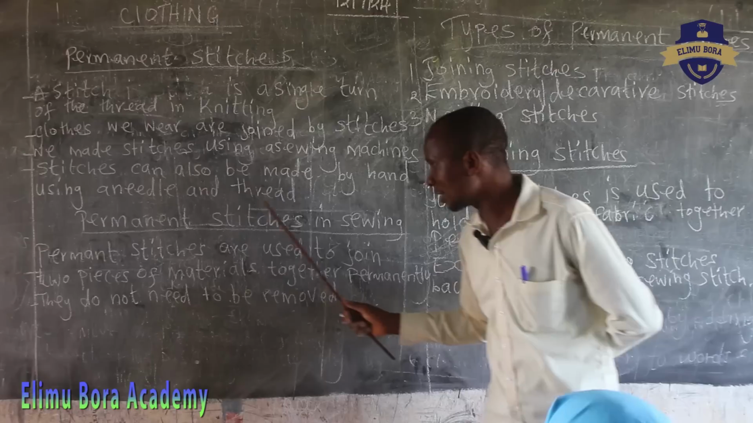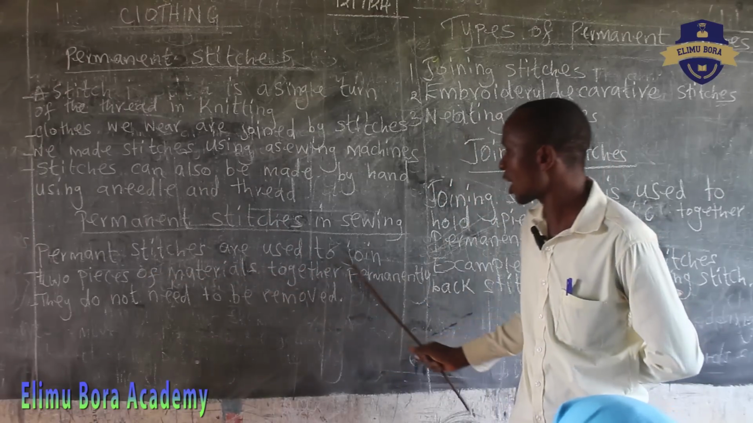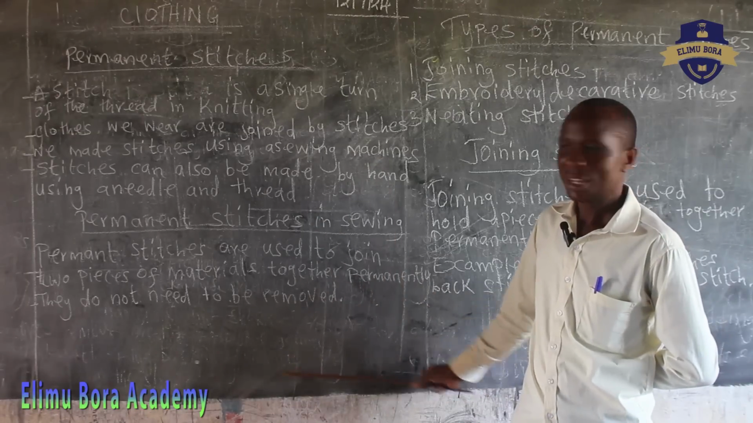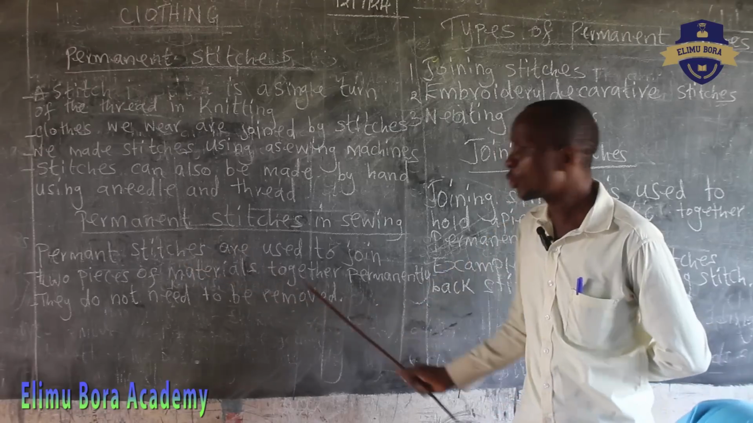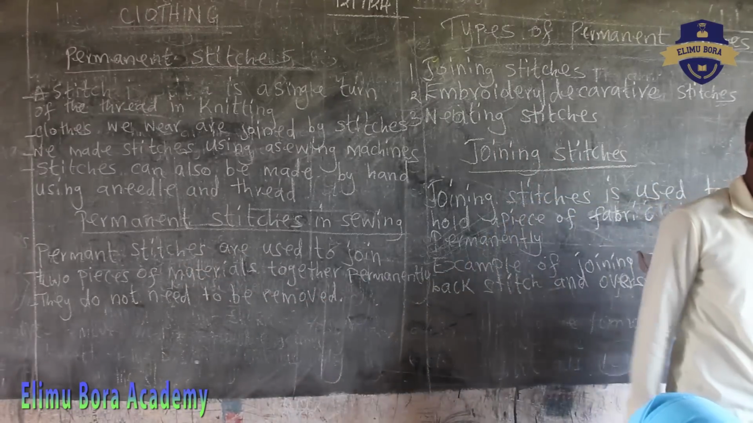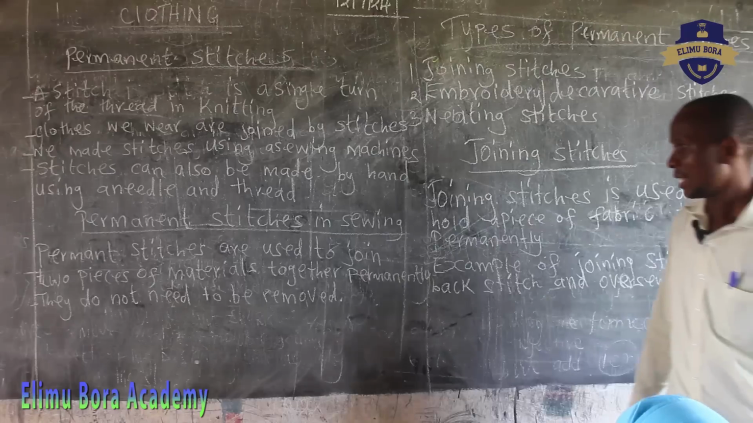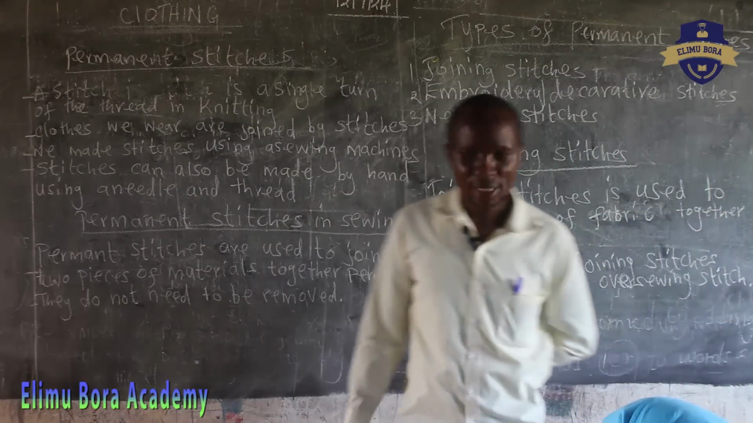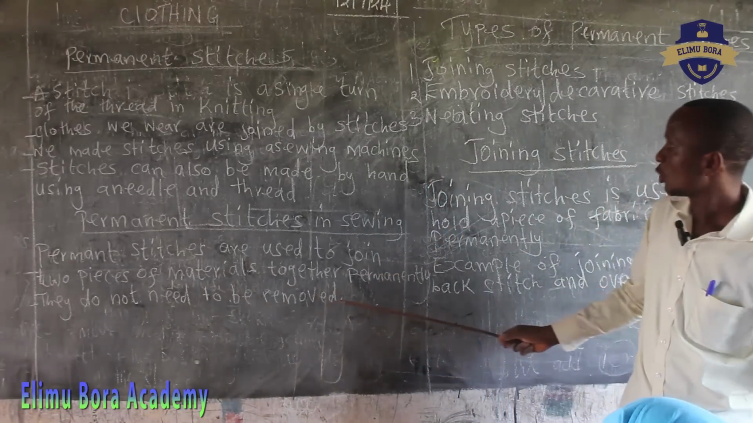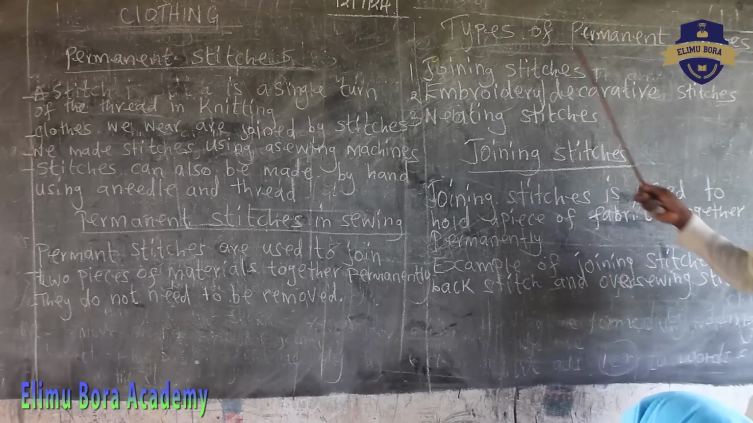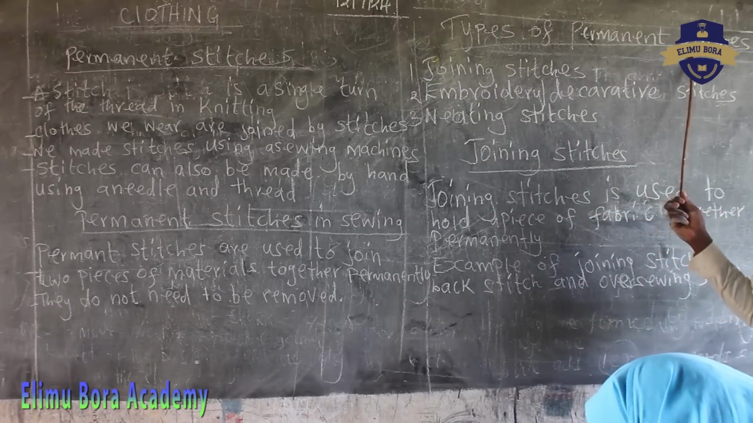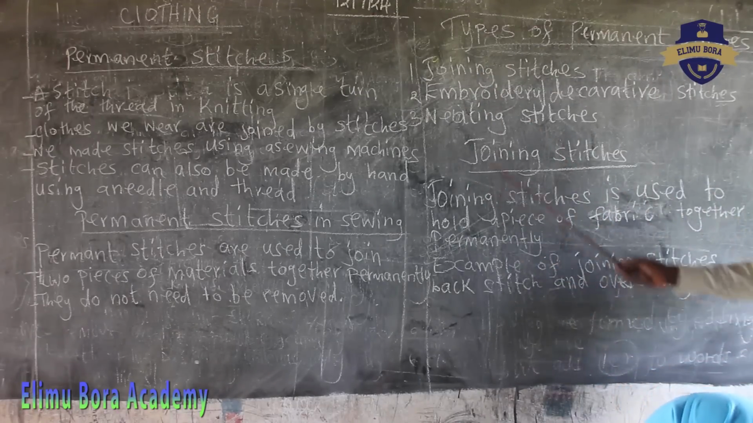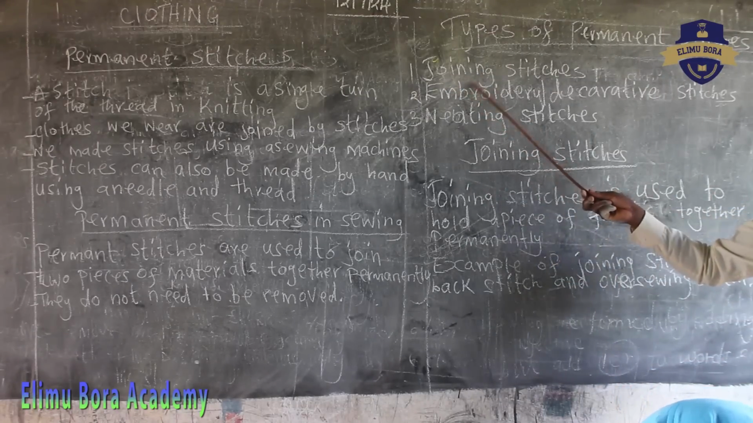Then we have permanent stitches. Permanent stitches are used to join two pieces of material together permanently, and we have said that they do not need to be removed. Then we have types of permanent stitches. We have three types. Number one is what we call joining stitches.